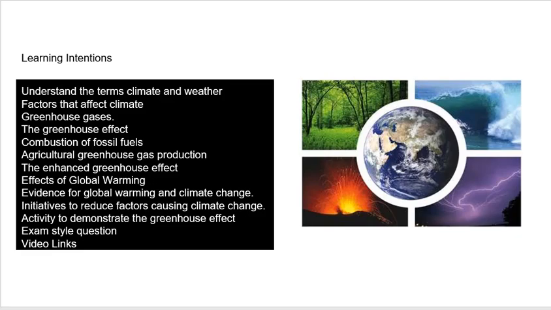So the intentions then are to understand the terms climate and weather, so what's meant by that, factors that affect the climate, these things called greenhouse gases, the greenhouse effect, combustion of fossil fuels, agricultural greenhouse gas production, the enhanced greenhouse effect, the effects of global warming, and evidence for global warming and climate change, initiatives to reduce factors causing climate change, and then in class we'll look at some activity to demonstrate the effect of greenhouse gases.